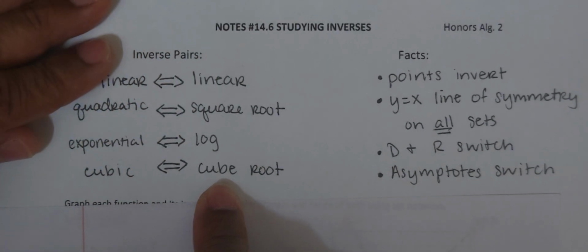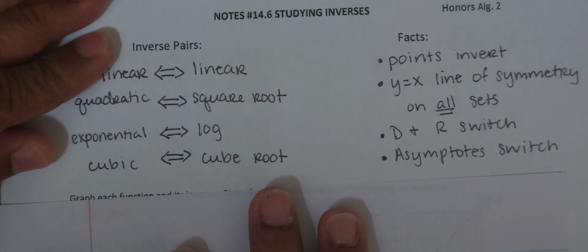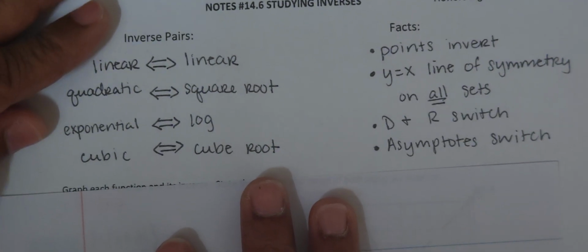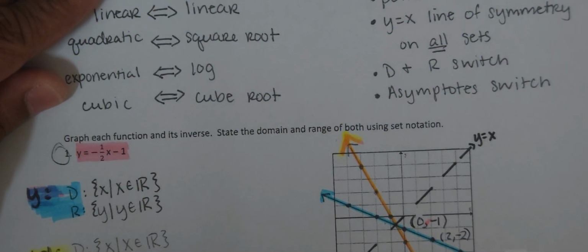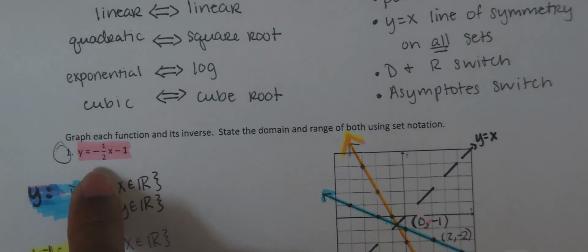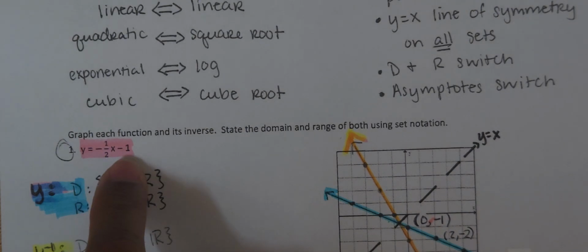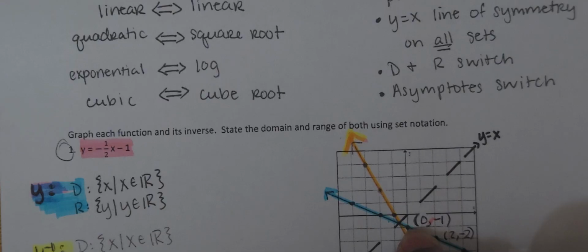So with that said, I'm going to go over some examples here, and for the sake of time, I've already worked out the examples, and I'm just going to explain them. So let's start with this function here. This is a linear. The slope is -1/2 and the y-intercept is (0, -1). So (0, -1) will be this point, and then we use rise over run. Rise of 1 and then run of 2, we get this point.